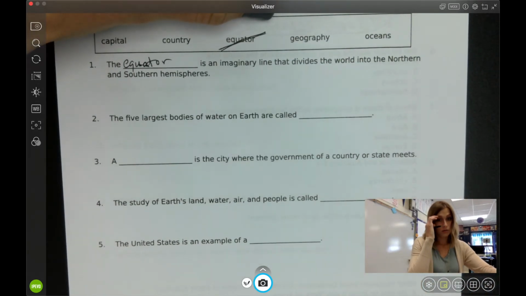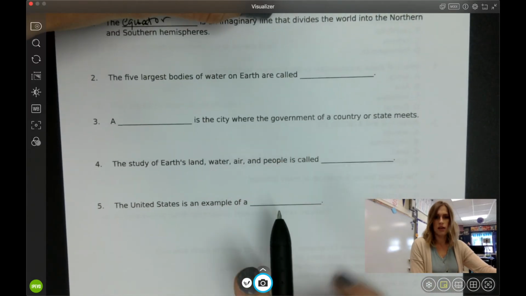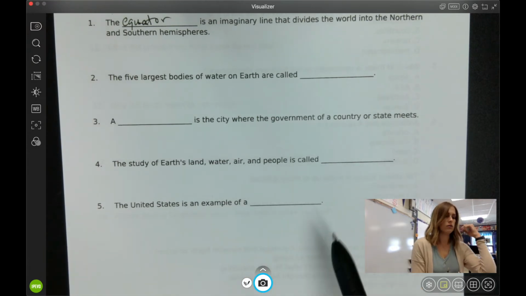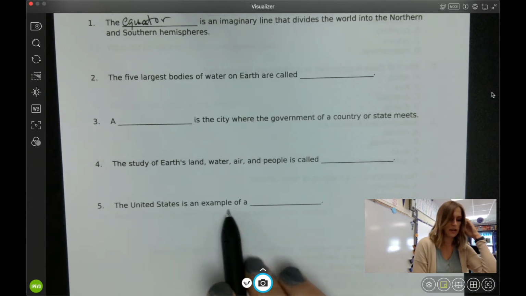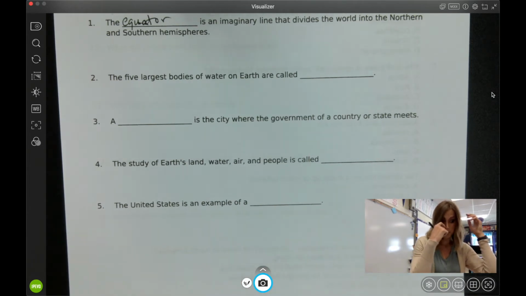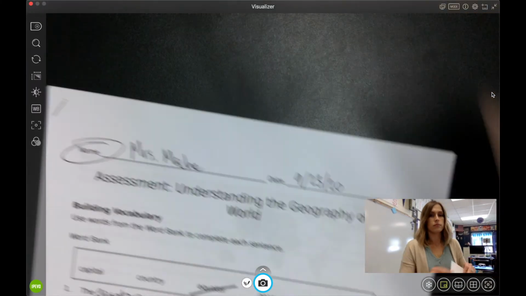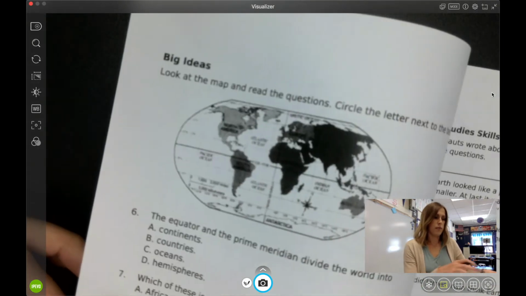Number 4, the study of Earth's land, air, water, and people is called that: capital, country, geography, or oceans. And last, the United States is an example of a capital, country, geography, or oceans. Just turn it over. So if I turn the page, I'm on the back right here.